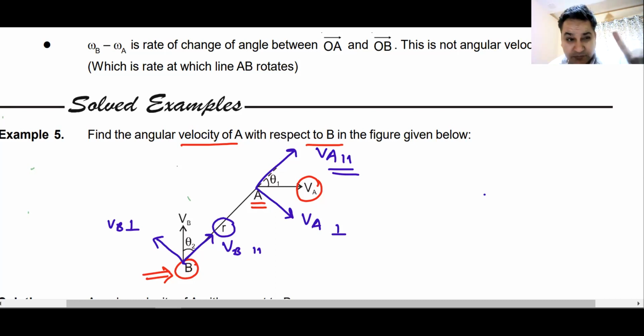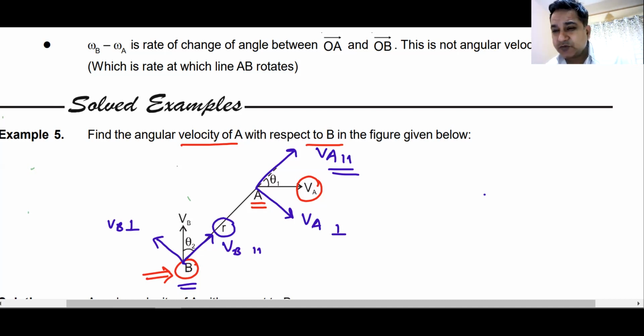Now, please listen to me very carefully to what I'm going to say. I have become B. I see two velocities of A. I see one velocity of A, which is in this direction. I also have one velocity of myself, which is in this direction. Now, what is this velocity going to do? This is the velocity along R. This is the velocity of A and B in the direction of R.